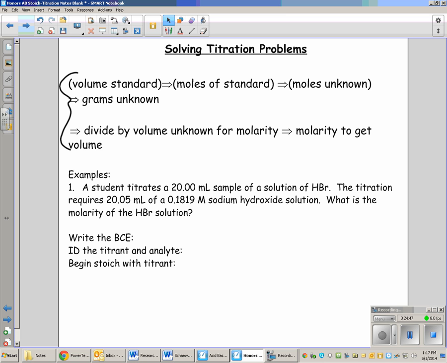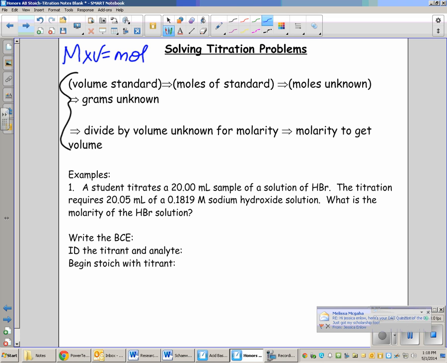You take the volume of your standard, which, the other 2 names for standard are known and titrant, right? So you take your volume. How do you get to moles if you know the molarity? You guys remember M times V? Remember this? Yes. M times V equals moles, okay? So if you have the volume and you have the molarity, because you know everything about the known, you can multiply them together and get to moles.